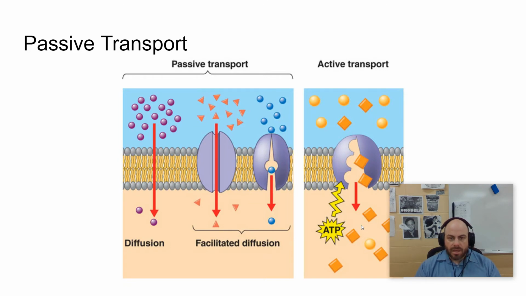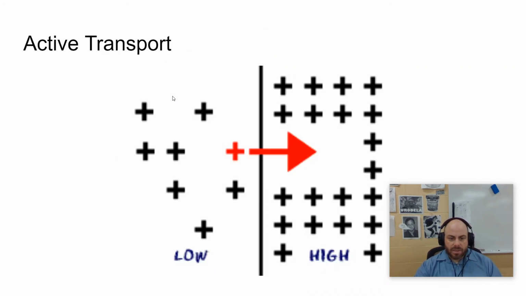You could harness that energy. You could do something with it. And that's what the cell will oftentimes do with concentration gradients: use that energy that's built up to do some sort of cellular work. Here's another picture of active transport. If I want to move this plus sign into here, it's going to require energy because here is already full.